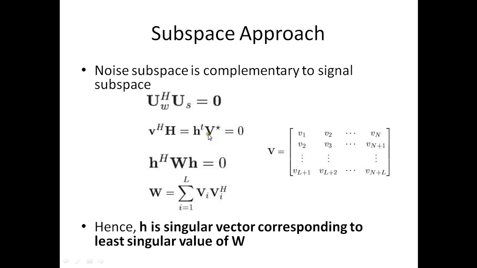Now we have to notice that capital V is a Hankel matrix of this form, where the individual Vi's belong to the noise subspace. So finally, the problem is finding the singular vector corresponding to the least singular value of the matrix W. W is formed by a linear combination of Vi into Vi Hermitian.